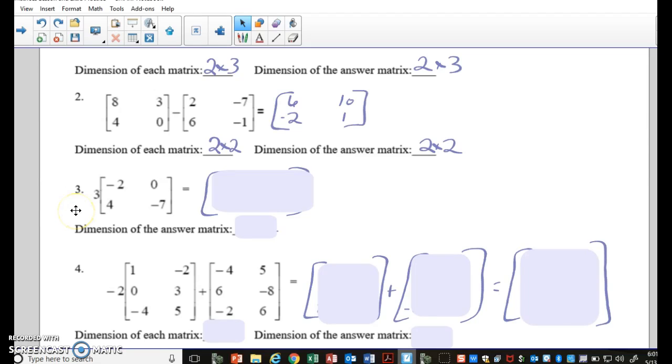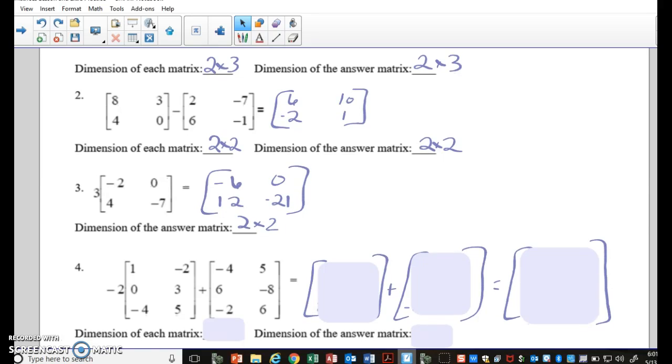And if you remember from the previous page, what we do is we take that constant and we multiply it by every entry inside the matrix. So 3 times negative 2, negative 6. 3 times 0, 0. 3 times 4, 12. 3 times negative 7, negative 21. There you go. And the dimension of this matrix is a 2 by 2.